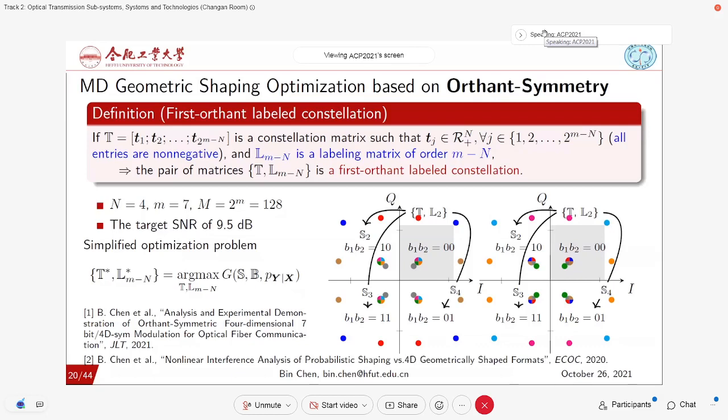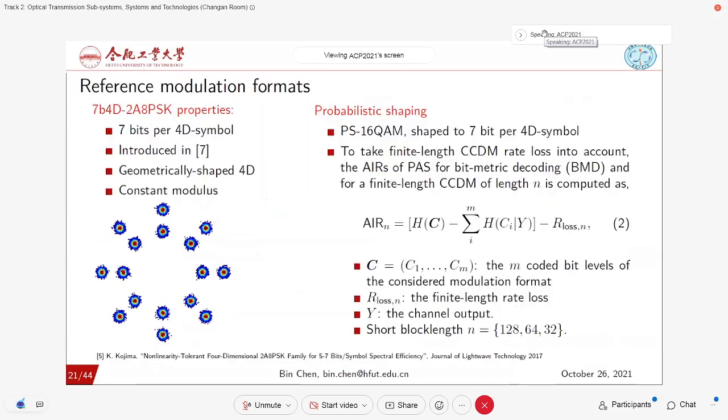And here the target SNR is 9.5 dB, and this is the constellation we got after optimization. And also here we show the labeling. These different color points have some relationship, and it can represent this labeling and the relationship in 4D. And also the details about this paper can be found from our GR team this year, 2021, yeah.